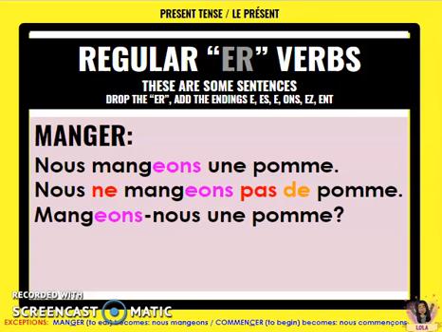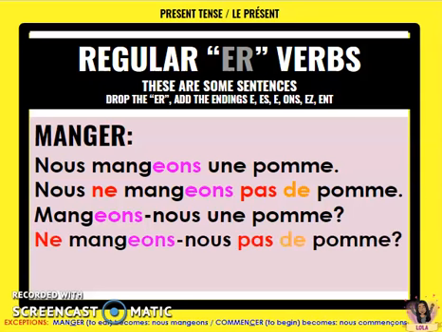In the inversion form, mangeons-nous une pomme? Do we eat an apple? And finally, in the negative, ne mangeons-nous pas de pomme? Do we not eat an apple? And again, you can see the une over here changed to de in the negative.